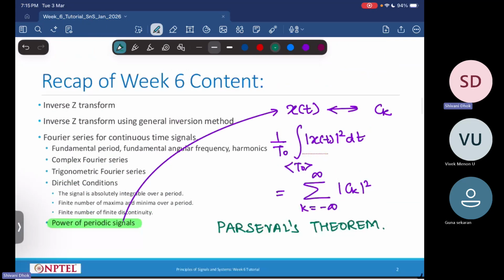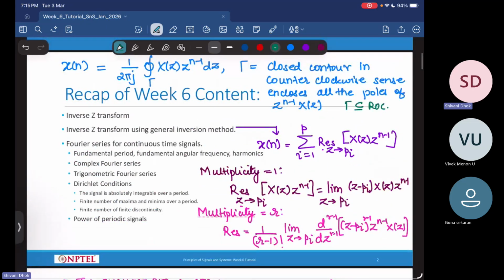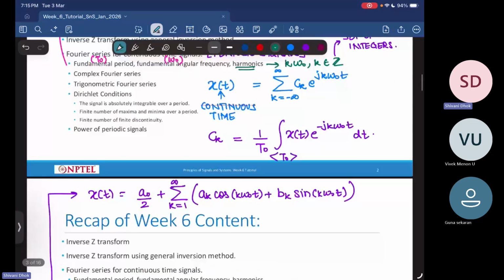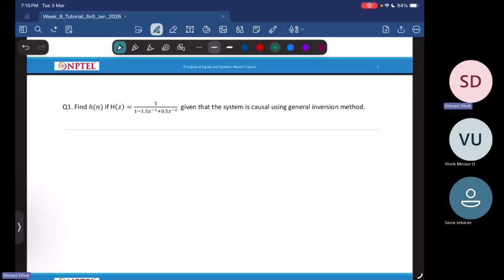Okay, one more thing before I move ahead. Note that this inverse Z transform using general inversion, whatever we wrote, was based on causality. Your signal should be causal. The first question says: find h of n if h of z is given by this equation here, given that the system is causal, using the general inversion method.